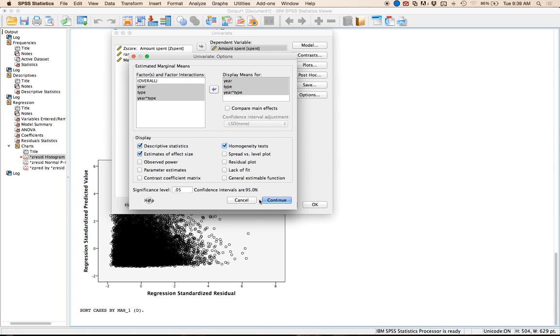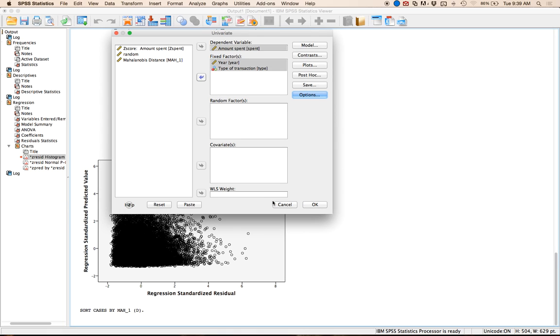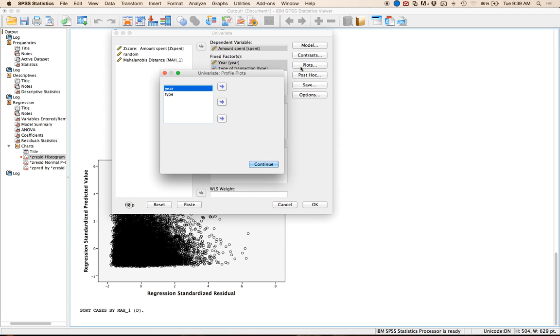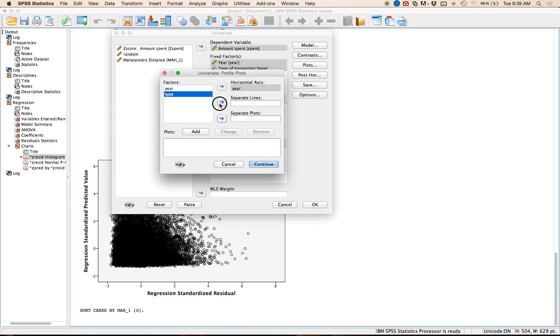Okay, so hit continue. And this is not in the notes, but I think it's something good that you can add so you can just sort of visualize what's going on. You can click on plots, stick one of them in horizontal and one of them in separate lines, and hit add. And then if you aren't sure which one you want, do the reverse and hit add. Okay. What that's going to do is it's going to give me a line graph of the means. Okay, no error bars, no fanciness.